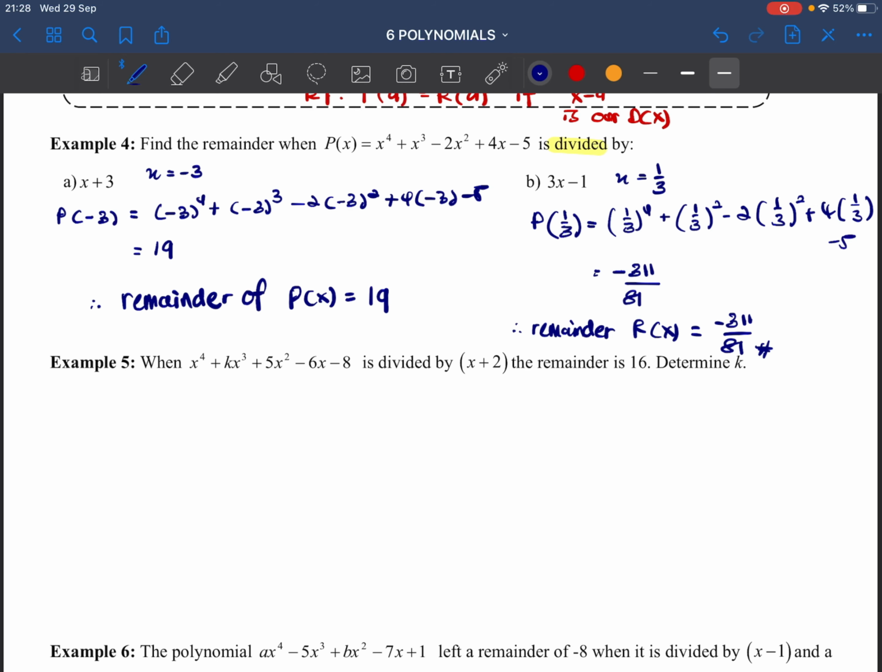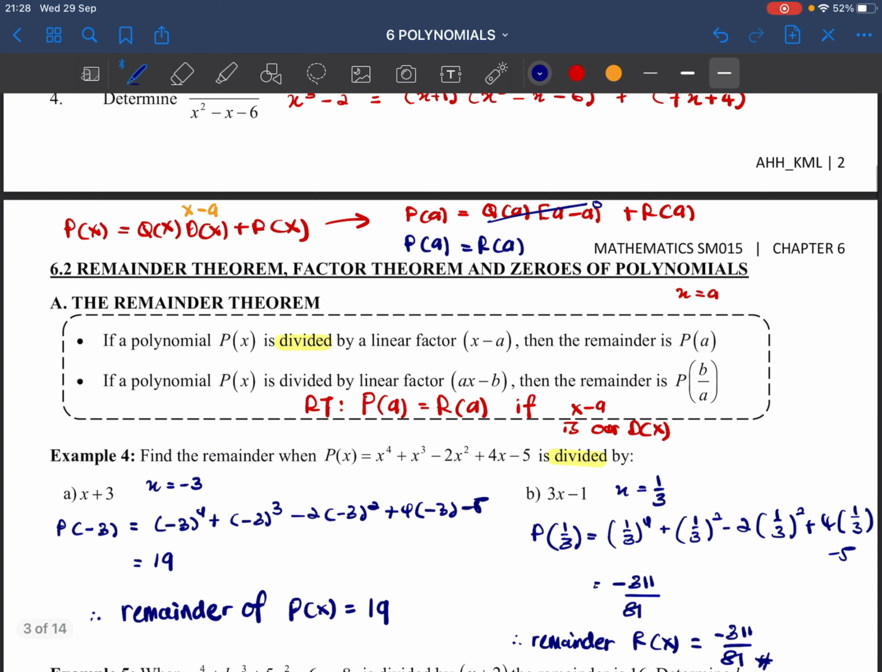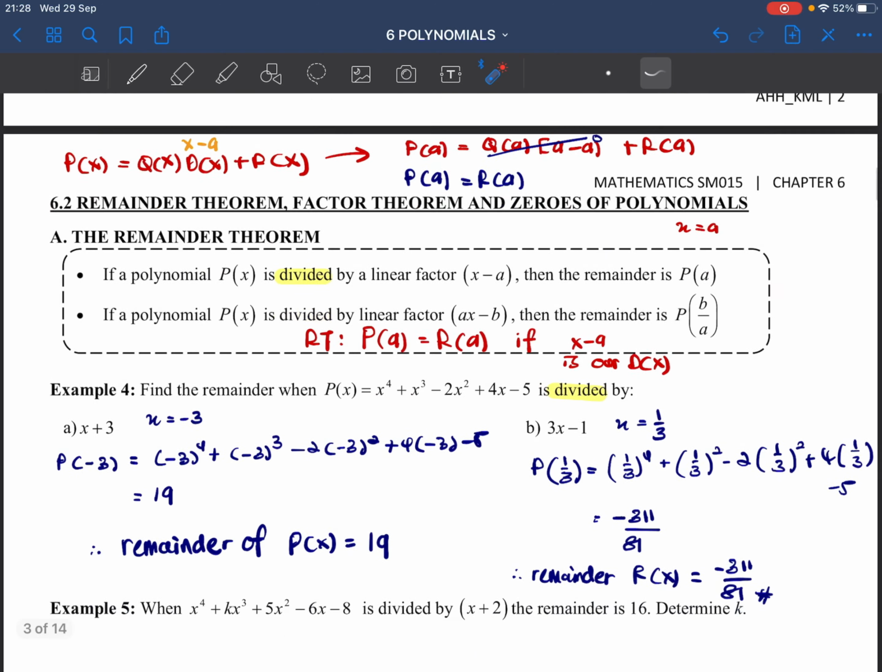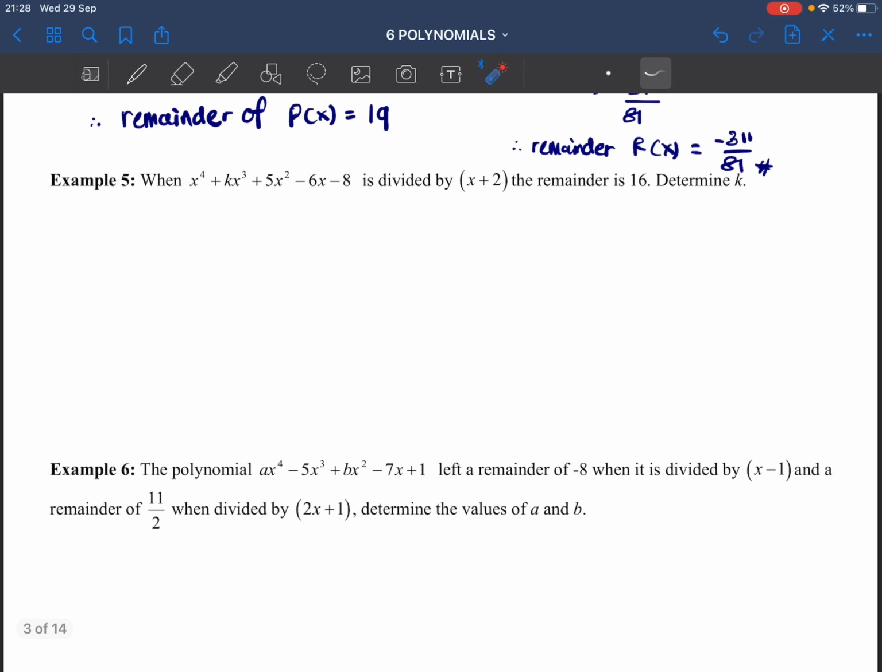So that is your remainder theorem: if your polynomial is divided by a linear factor, then your P(a) equals R(a). Now let's proceed to example 5. We have a polynomial that is divided, the keyword here is divided, by x plus 2, where the root is x equals negative 2. It is given to us that the remainder is 16.